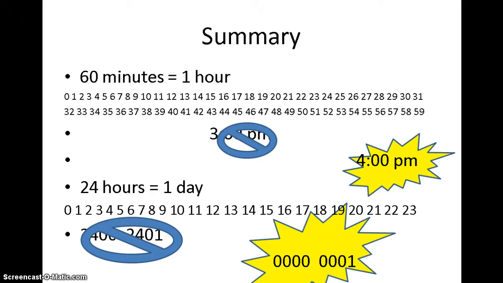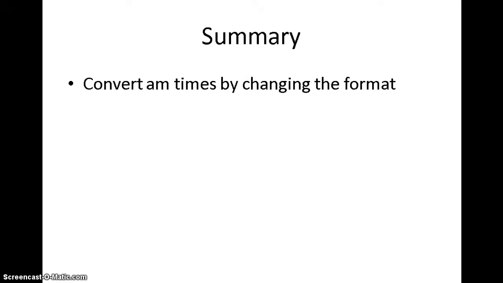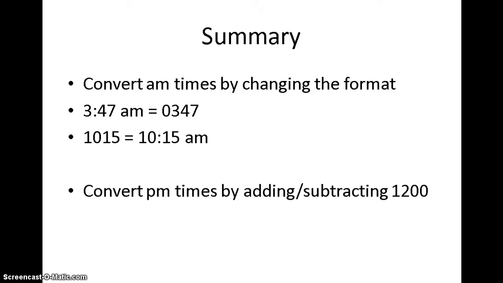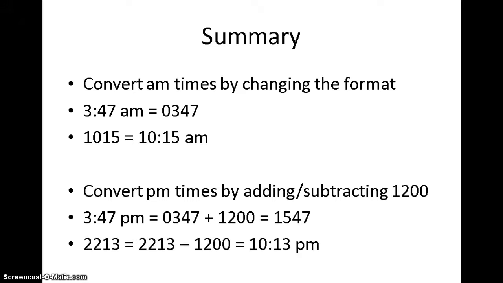We're going to have to convert between the two times, so let's summarize that. In the morning, the AM times, we just need to change our formatting. So 3:47 a.m., 0347. 10:15, 1015 a.m. In the afternoon, those are our PM times, we're going to convert by adding or subtracting 1200. Let's look at an example. 3:47 p.m., 0347 plus 1200 gives us 1547. And going the other direction, if it's 2213, we subtract out 1200 and we get 10:13 p.m.